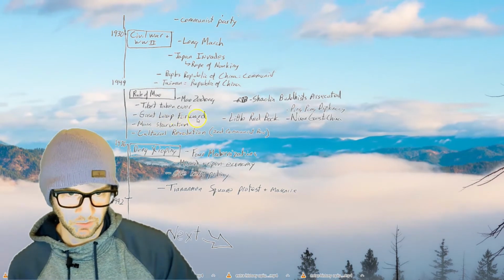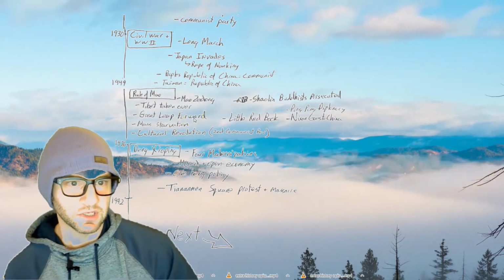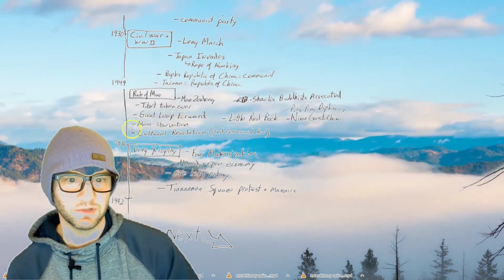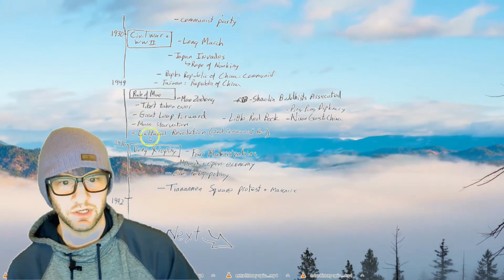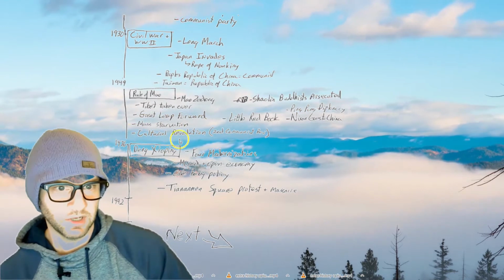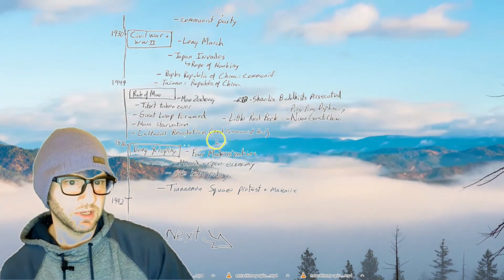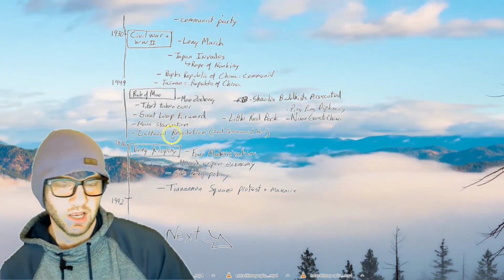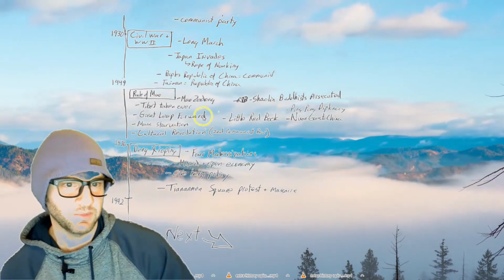So unpopular was this rule that Mao loses some power, but he reinstitutes communism through a second revolution, the Cultural Revolution, where Mao's a bit older at this point. He energizes the youth in another communist revolution and retakes power.